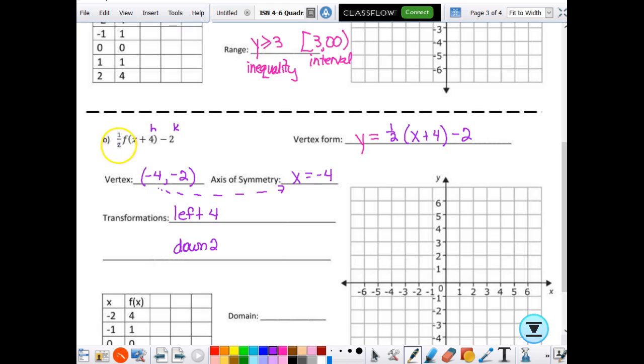So is this a stretch or a compression? Does this get compressed, like squished, or does it get stretched? Since it's less than 1, it's in between 0 and 1, it gets compressed.